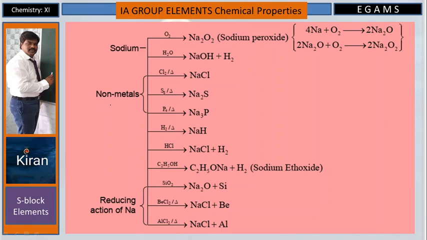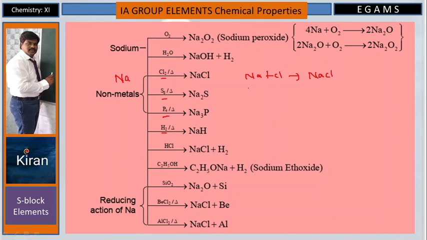The second chemical reaction is with non-metals. What are the non-metals we have? One is chlorine, another one is sulfur, S8 or S, the third one is phosphorus, and the fourth one is hydrogen. These all come under non-metals. When the sodium metal reacts with non-metal, what products will come? Sodium reacts with chlorine. Very simple, you can expect the equation. Sodium reacts with chlorine, you will get sodium chloride, an ionic crystal.